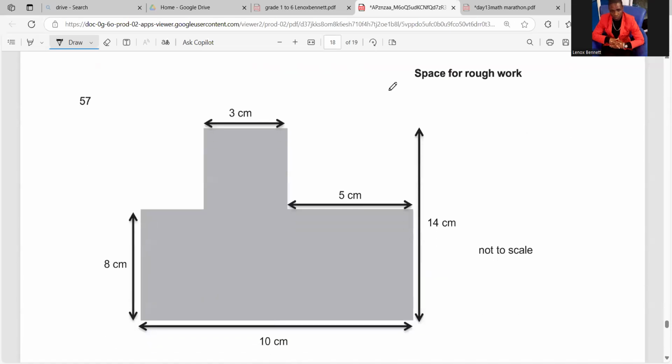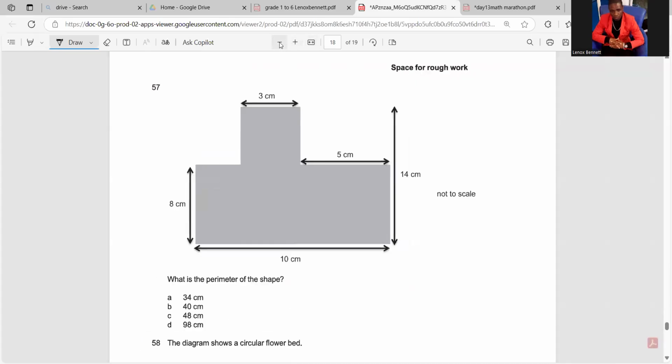This one is a perimeter, but it's tough. I think it's tough. What is the perimeter of the shape?